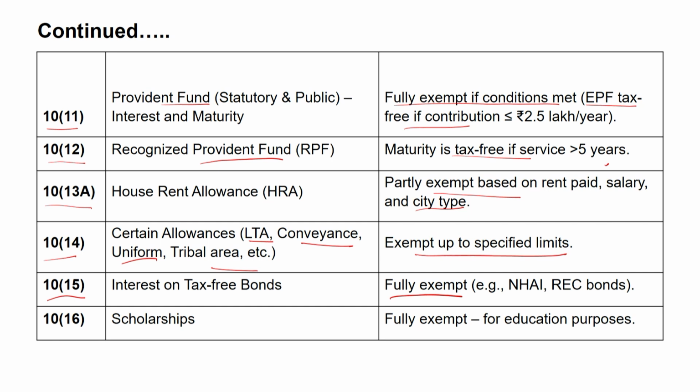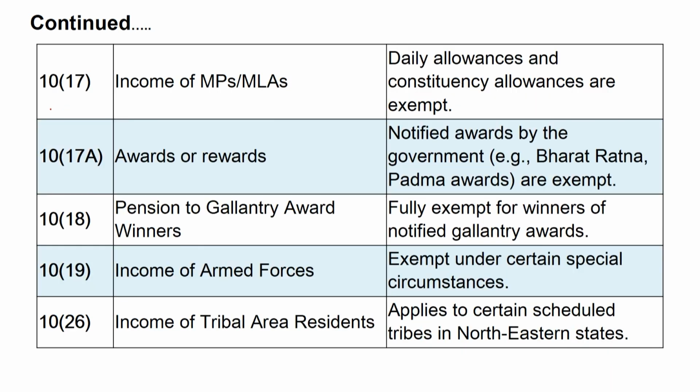Section 10, subsection 15, interest on tax-free bonds are there. These are fully exempt income. Section 10(16), scholarship, these are also fully exempt for educational purposes. Then section 10(17) is there, income of members of parliament and MLAs, all the daily allowances and the constituency allowances that are paid to them are fully exempted. Section 10, subsection 17A, awards or rewards that are notified by the government, that is also fully exempted from taxes. Then section 10, subsection 18 is there, pension to gallantry award winners. This is also exempted from the calculation of the taxable income.